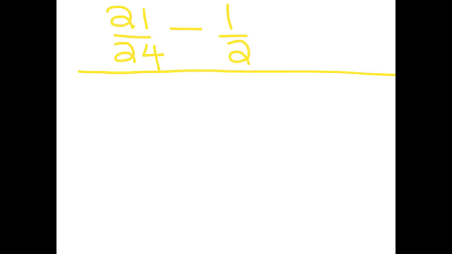To subtract 1/2 from 21/24, we need to find a common denominator. Since 2 can go into 24, they should both have a common denominator of 24. So 1/2 turns into 12/24, and 21/24 just stays the same. Now we can subtract. So 21 minus 12 equals 9, and we keep the 24 the same.